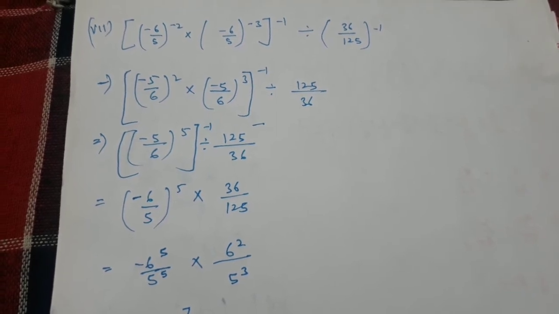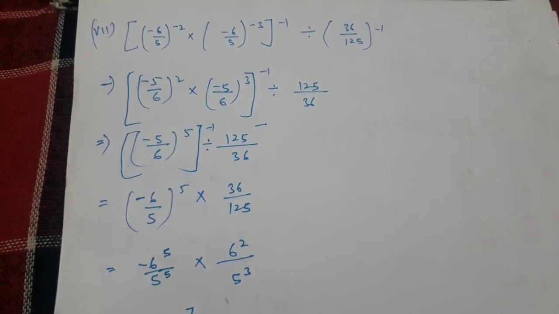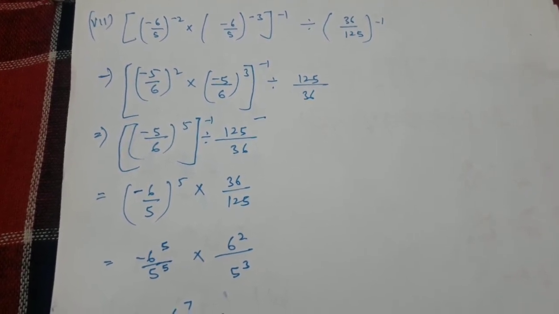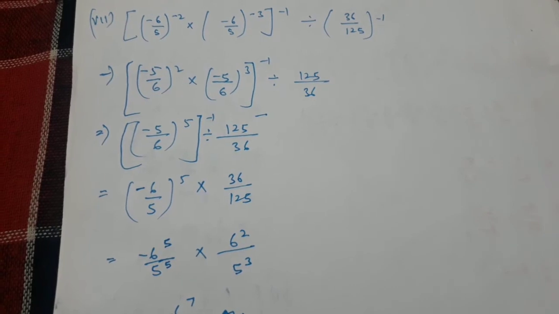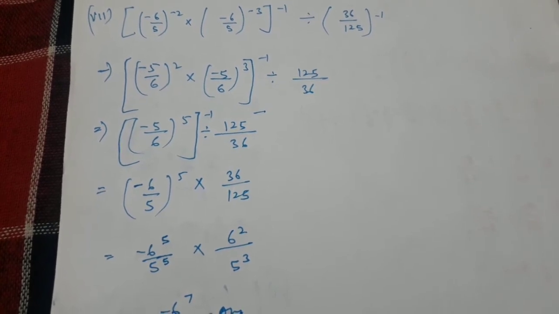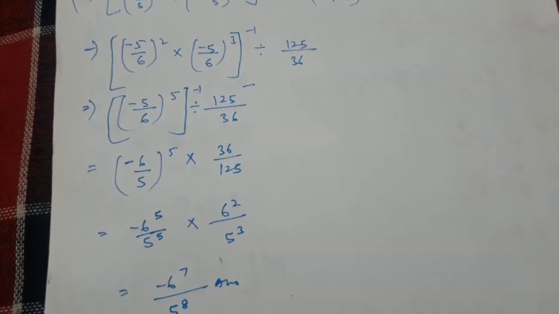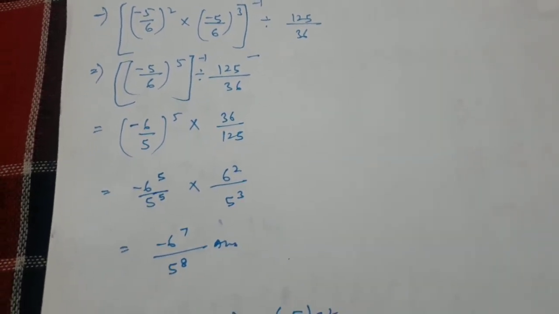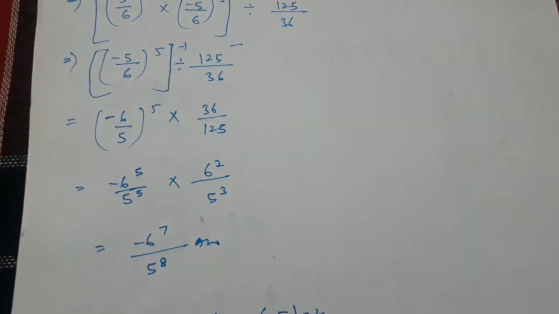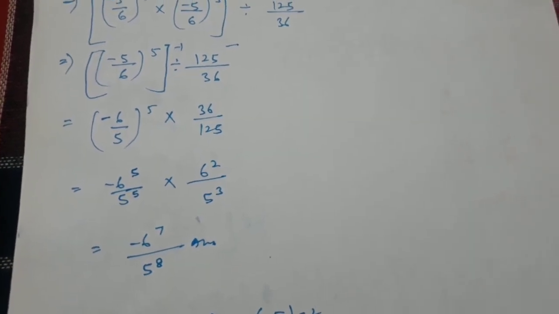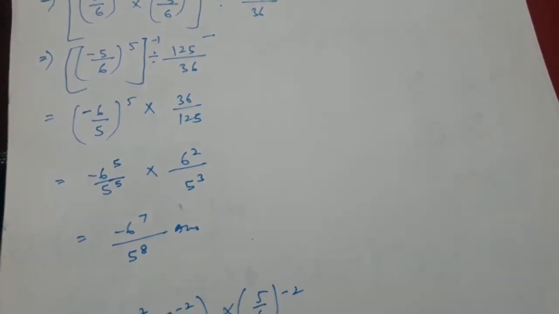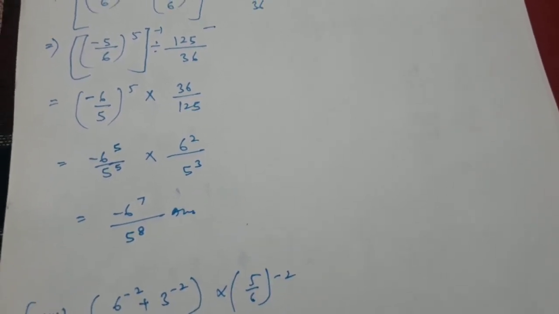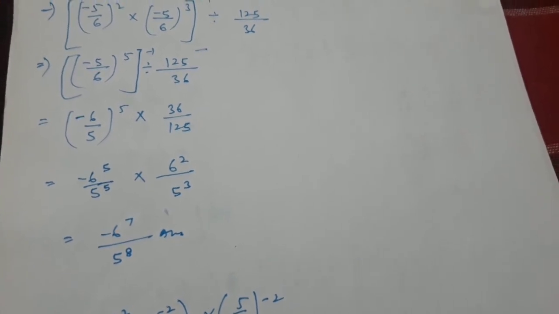So (-5/6)^5 whole raised to the power -1 divided by 125/36. So (-6/5)^5 into 36/125. We will convert 36/125 into powers as 6^2/5^3. So we can write it as -6^7/5^8.